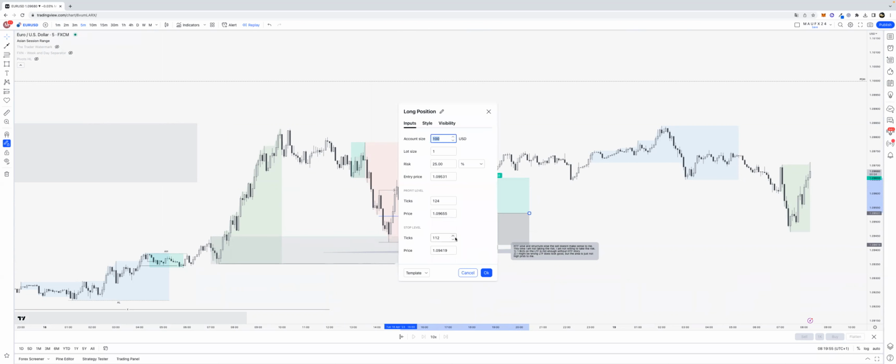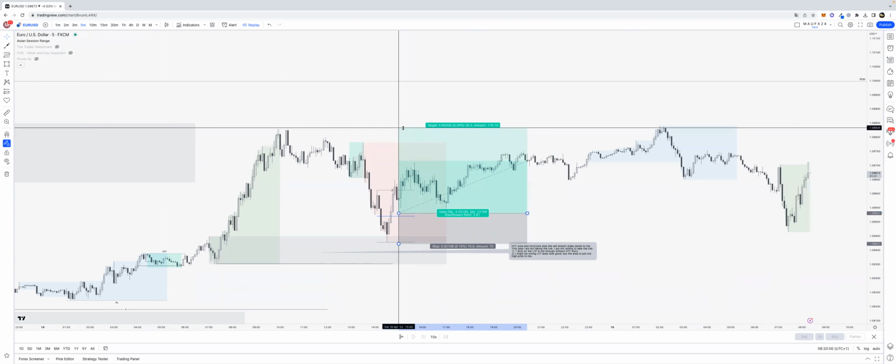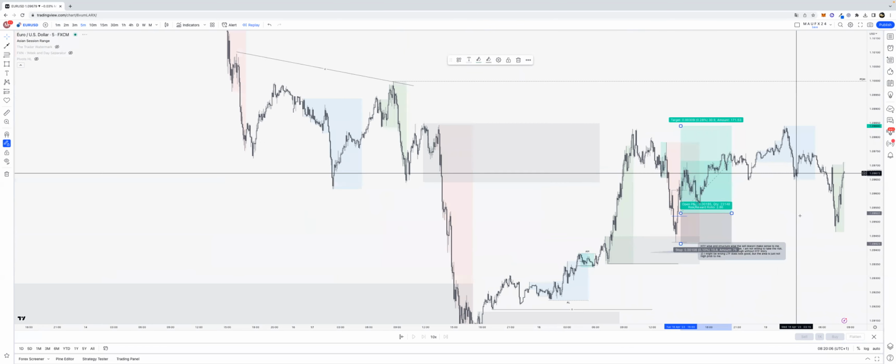Oh, there we go. And it just hits 1 to 2.9, and then it comes back to entry.